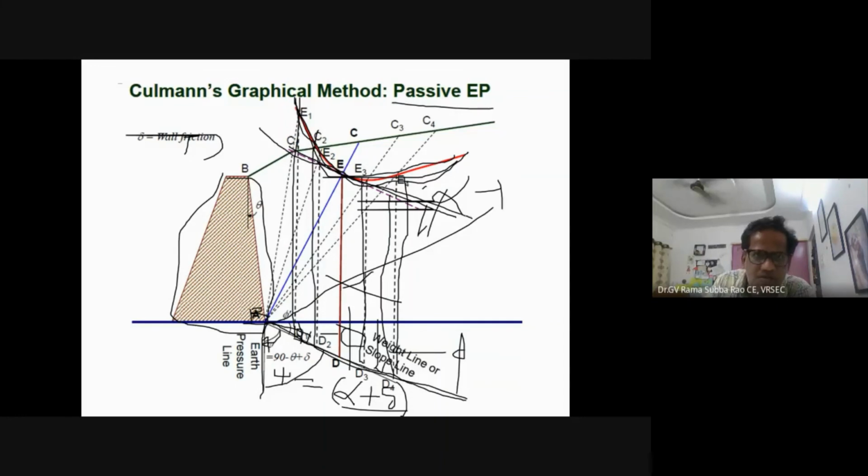So now what do I have to do? I got the point of tangency C. This is f dash on the Culmann curve. Now I need to draw a line parallel to psi line, which intersects the phi line at f. Now can anyone tell me what is f f dash? f f dash is equal to PP, the passive force.